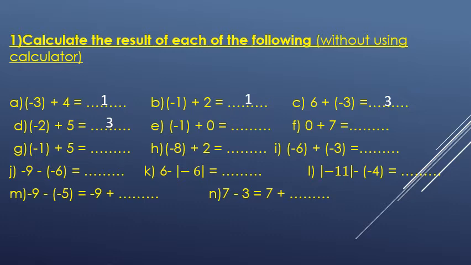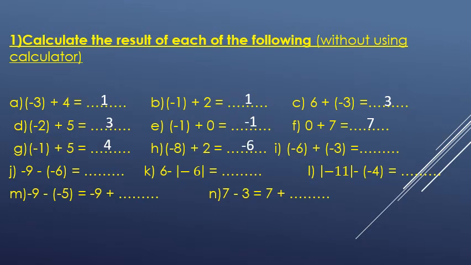Negative 1 plus 0: any number plus 0 equals the same number, so negative 1 plus 0 equals negative 1. 0 plus 7 equals 7. Negative 1 plus 5: put the sign of the positive and subtract, equals 4. Negative 8 plus 2: put the sign of the negative number and subtract, equals negative 6.